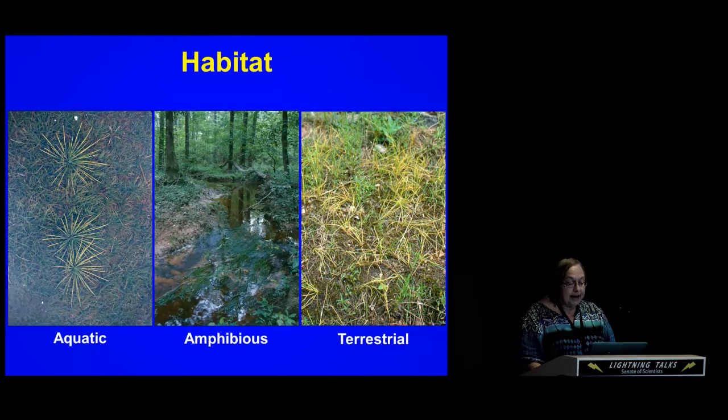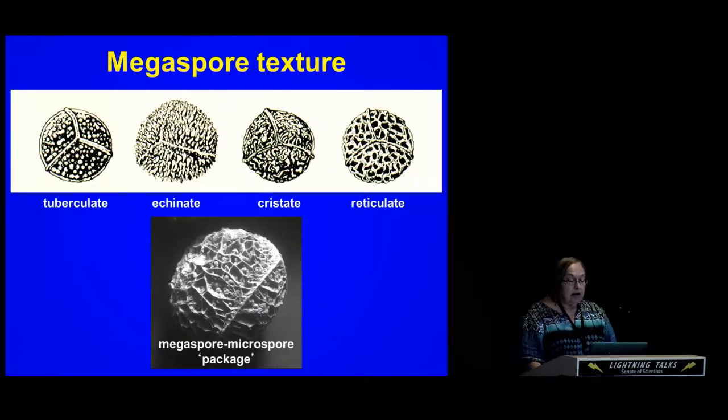So there is some variety of habitat. There are aquatic, amphibious, and terrestrial Isoetes. And the megaspore texture varies in sort of four typical types. We're going to be looking at two species, one of which has echinate or spiky surfaces, and one of which has reticulate or sort of network surfaces.